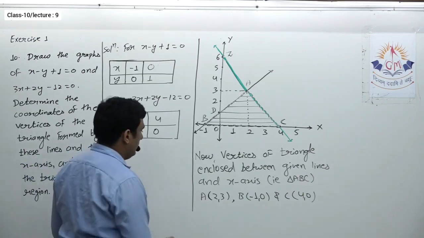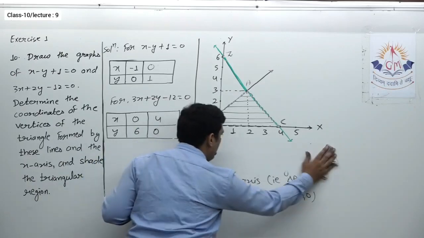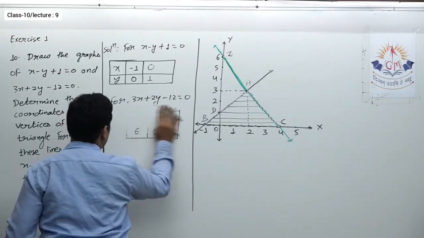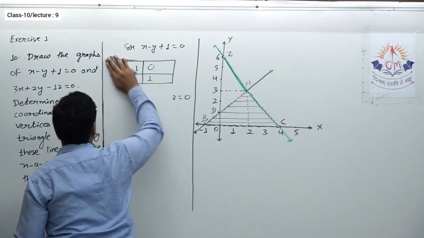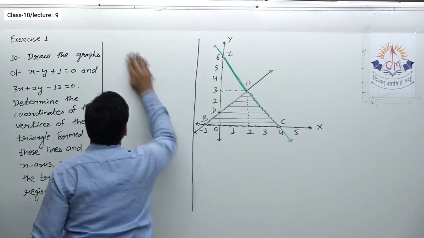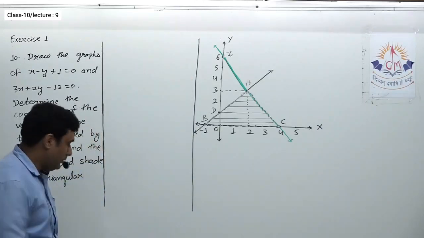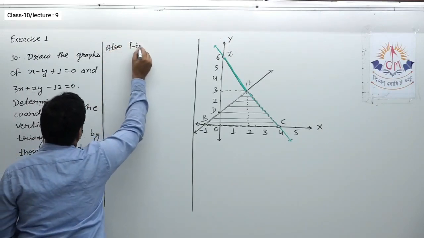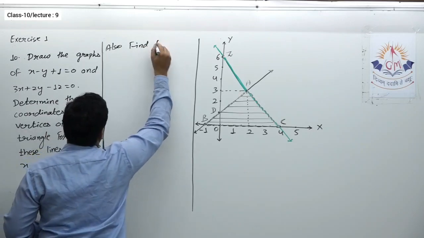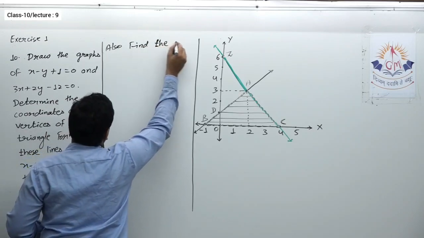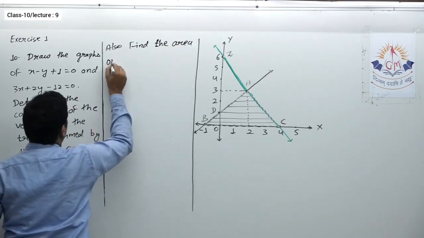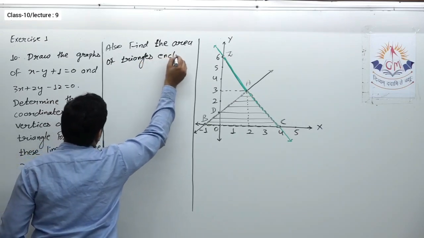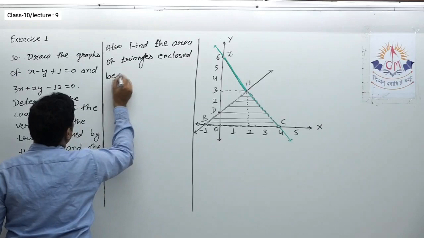Okay, so I hope you noted this down. Now I am adding some more questions to the same one, and that's why I am removing this. You can also add this in your material or in your textbook. After this, also find the area of triangles enclosed between.